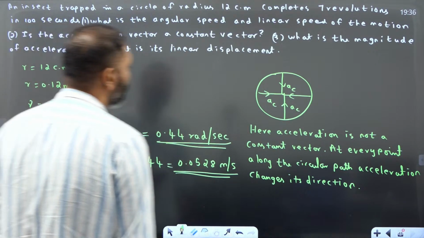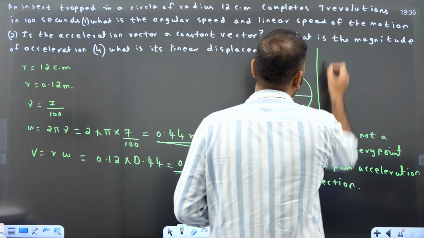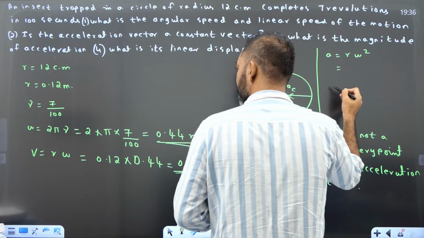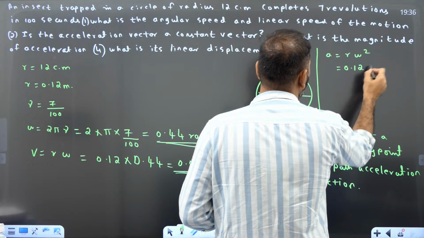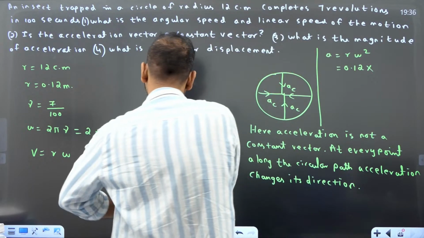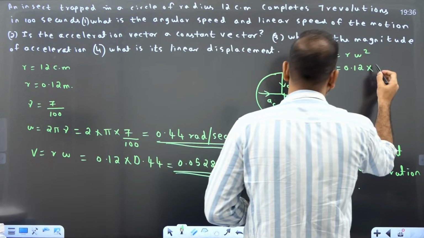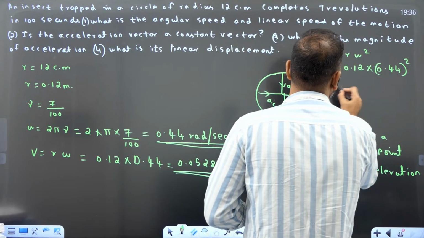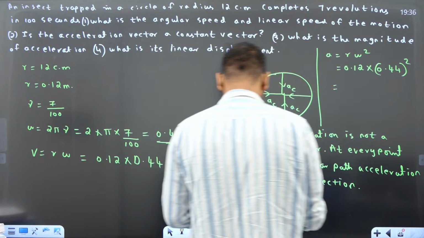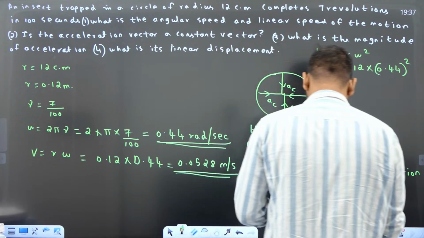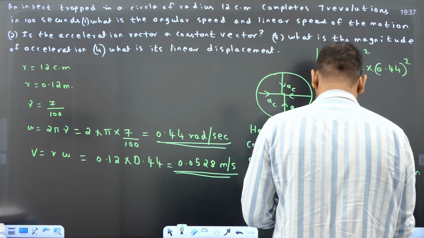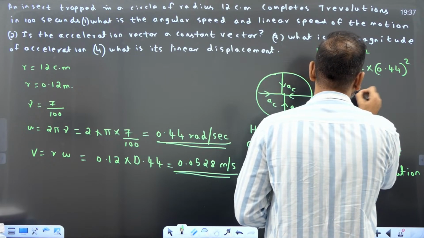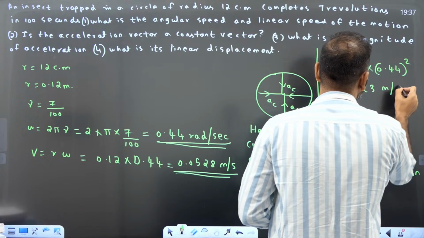Now the magnitude of acceleration: a equal to r omega square. What is the radius? 0.12. And what is omega? 0.44, squared. So the answer will be 0.44 into 0.44 into 0.12. The acceleration is 0.023 meter per second square.